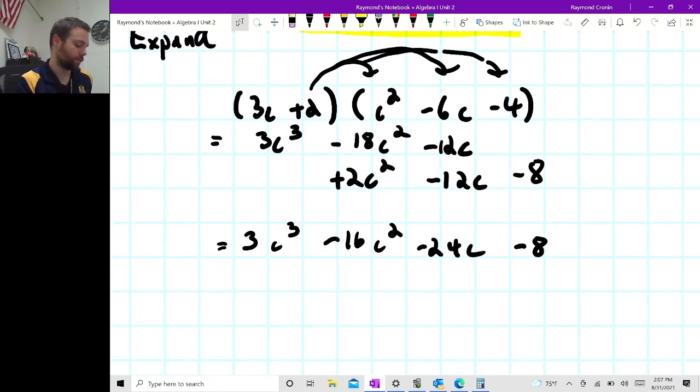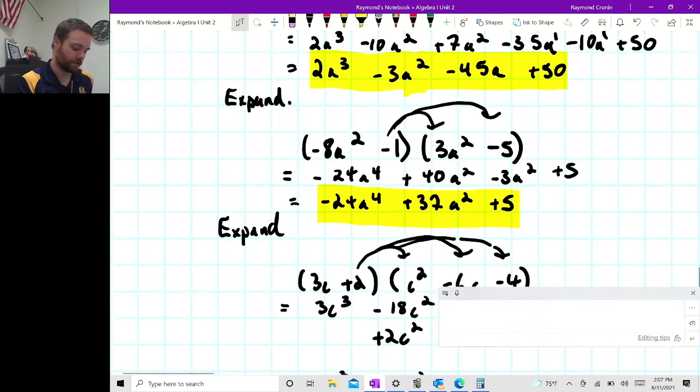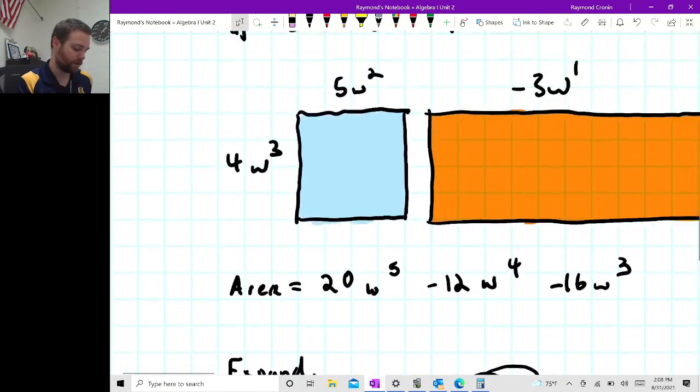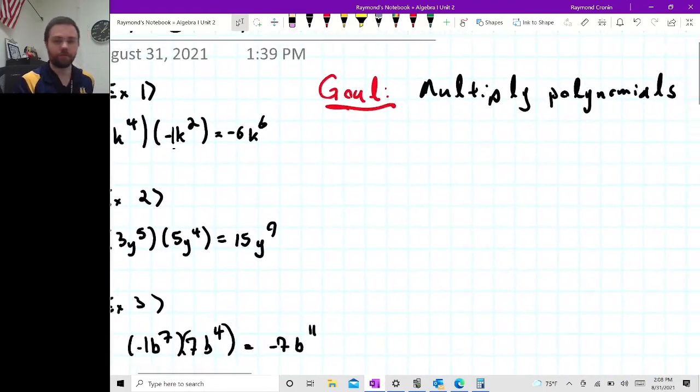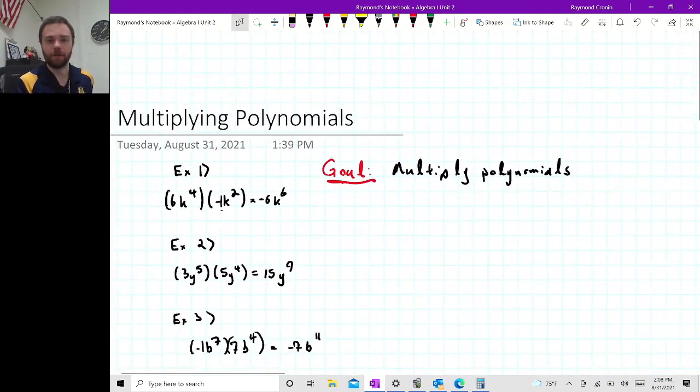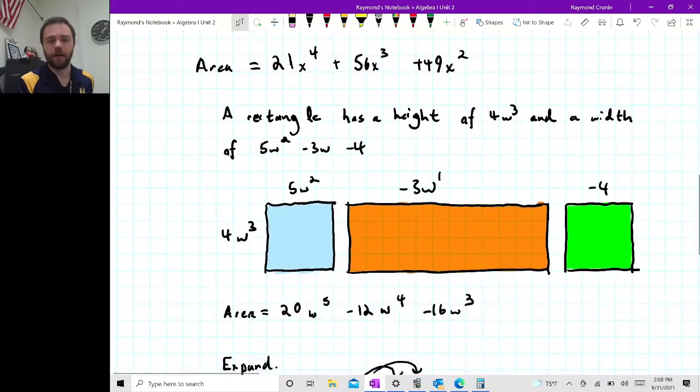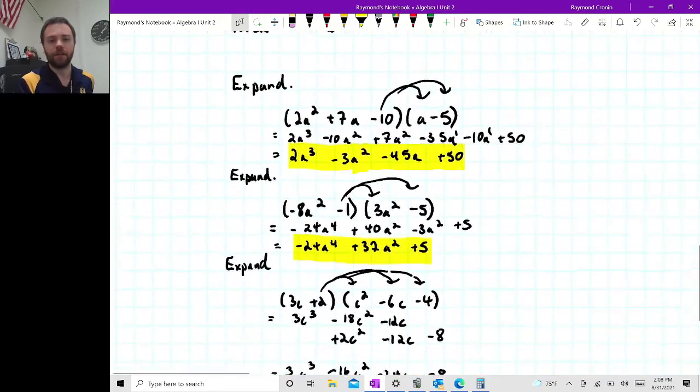That is all that I'm going to ask you to do for multiplying polynomials. Really, I hope that helps, but your goal is to multiply polynomials. It meets that standard, and these are the types of problems that you're going to get.